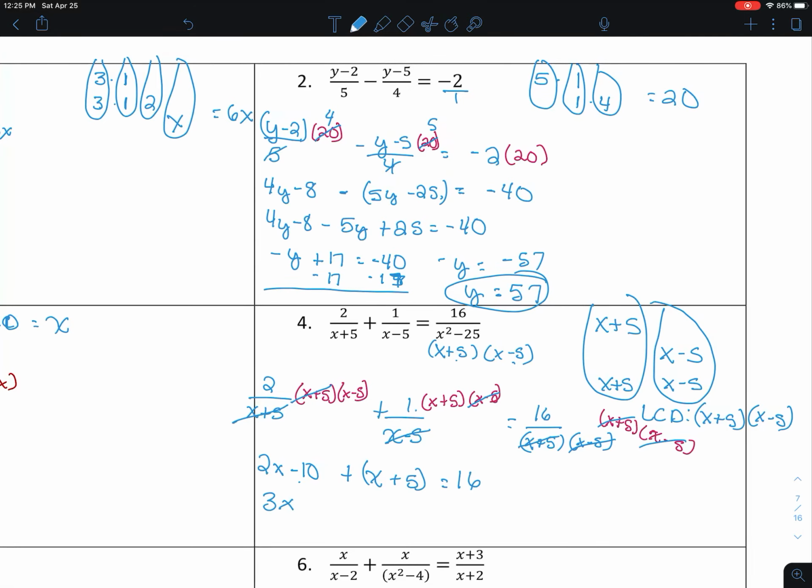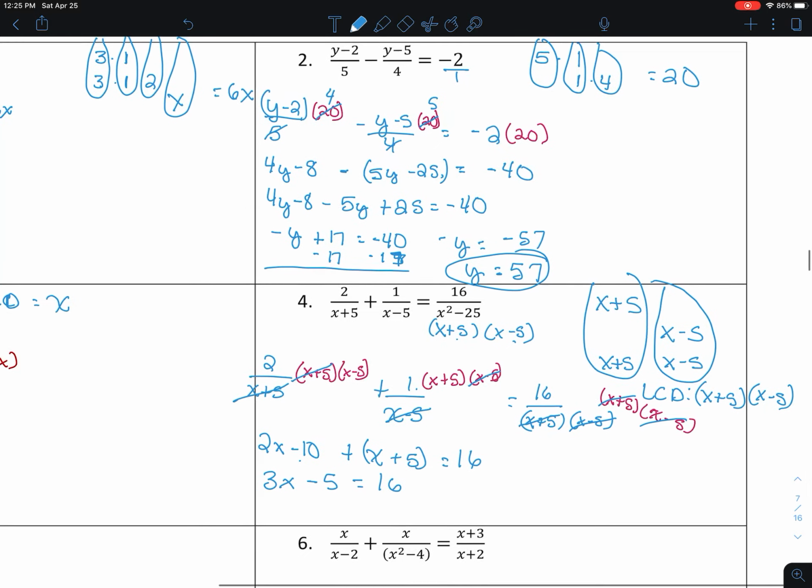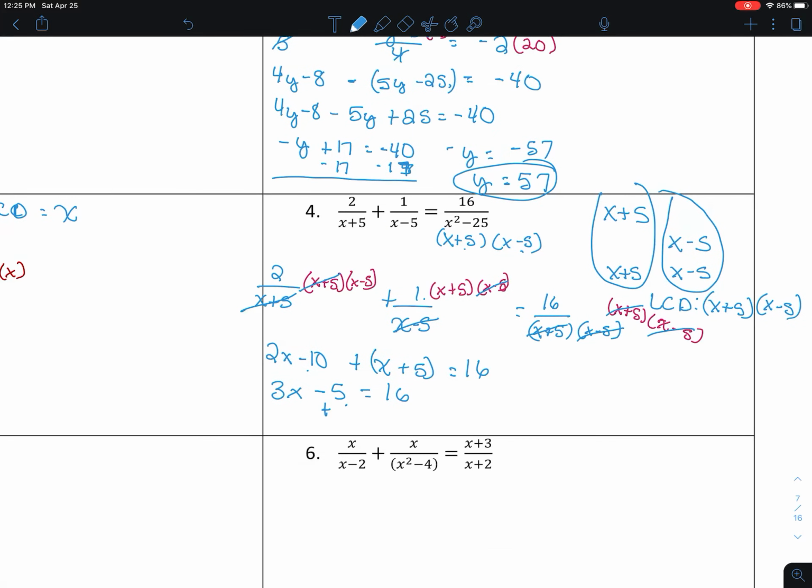All right, so adding these together, I get 3x, and then minus 10 plus 5 is minus 5, and that's going to equal 16. Now we're back to just a two-step equation. I add 5 to both sides. I get 3x is equal to 21. I divide by 3. x is equal to 7.